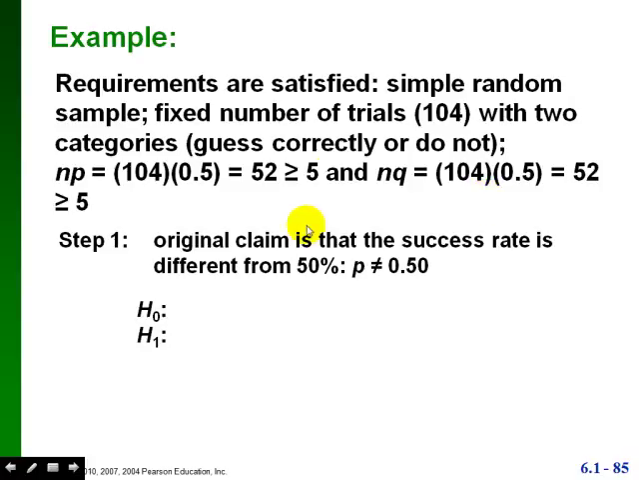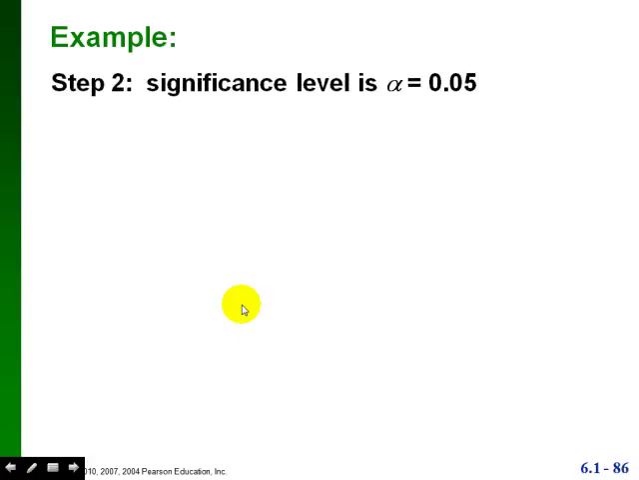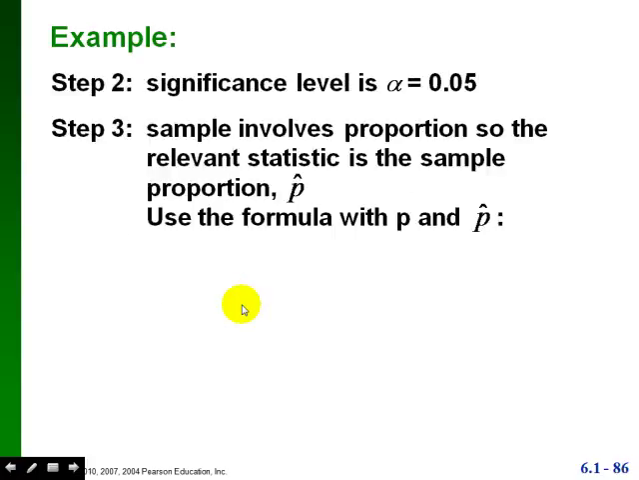Since our original claim is that the success rate is different from 50%, different, again, means not equal to. So we'd say that p is not equal to 0.50. Since that does not have an equals in it, that is going to be our alternative hypothesis. And once we have that, our null hypothesis is just the same, only with an equals replacing our inequality. We already know our significance level is alpha equals 0.05 because the problem told us that.